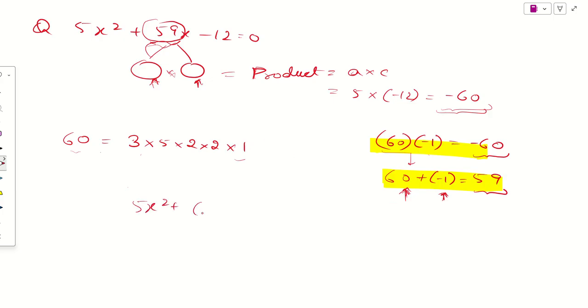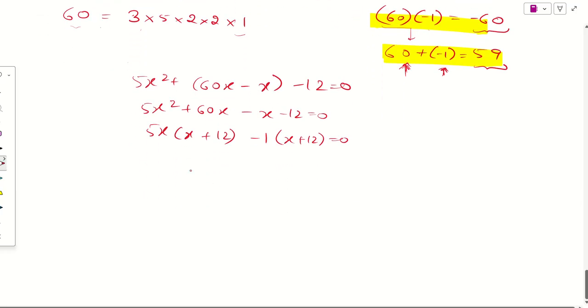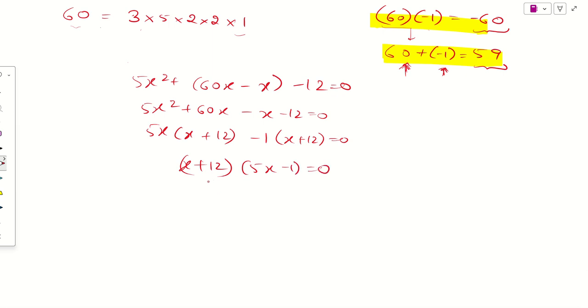Here 60x is your first term and minus 1x is another term, minus 12 equals 0. So from here you have to take 5x common, plus 12, and minus 1 common, plus 12. Here x plus 12 and 5x minus 1 are the factors of this equation. So if I equate them, one root will be minus 12 and another root will be 1 by 5.